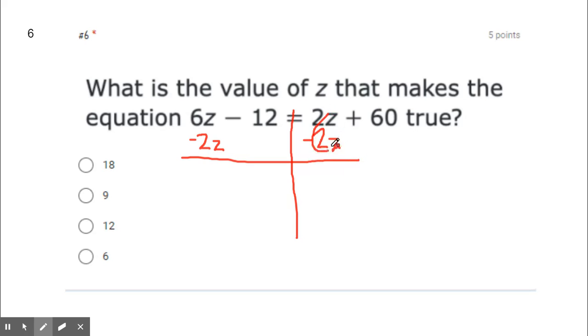So that gets rid of that. Then 6z minus 2z is 4z. Okay, so I've got my z's now.